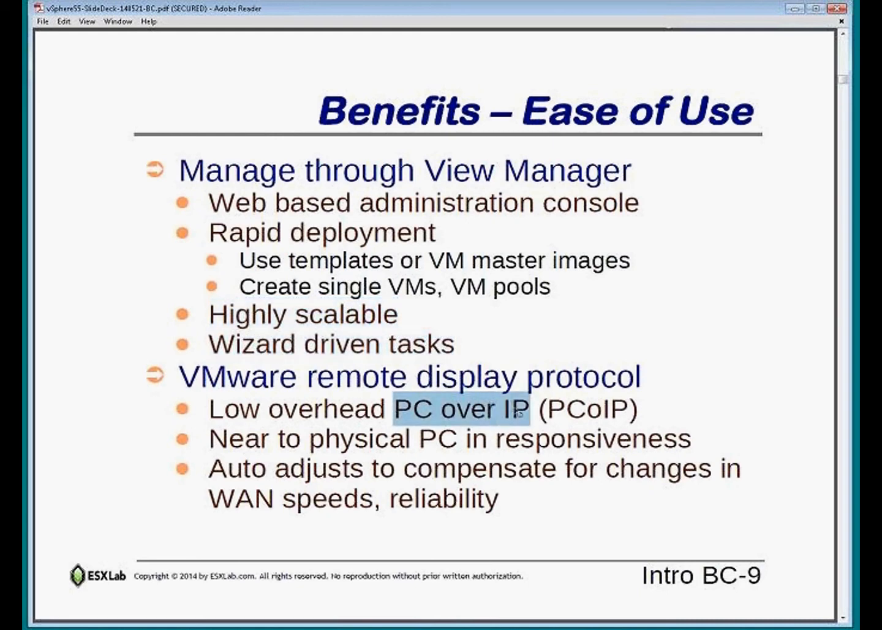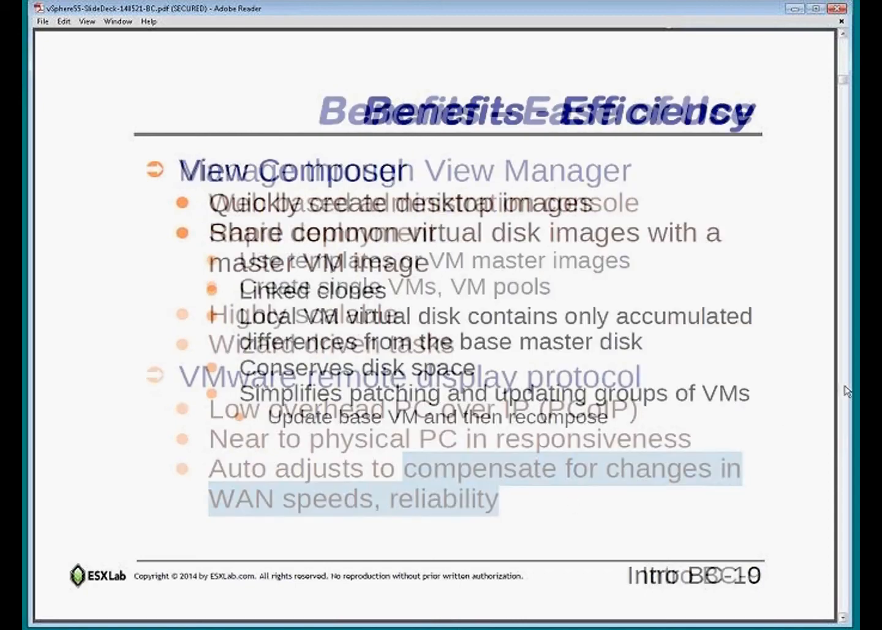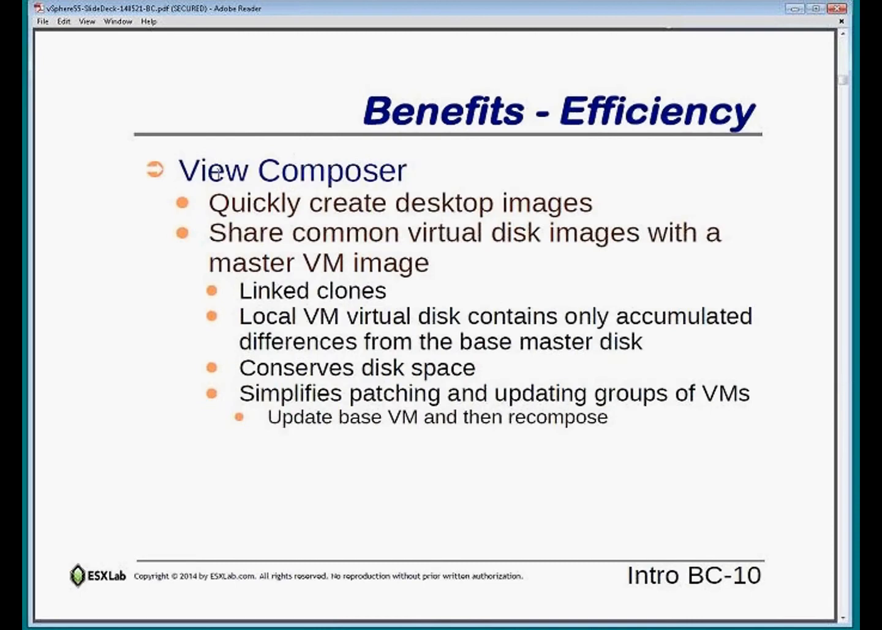Again, I get a better remote display protocol. The display protocol, PC over IP, was intended to be as close to local desktop responsiveness as possible. And again, it adjusts to and compensates for varying speeds and reliability for the wide area network. So it's constantly adapting. It's more efficient. With View Composer, I can make something called linked clone VMs.